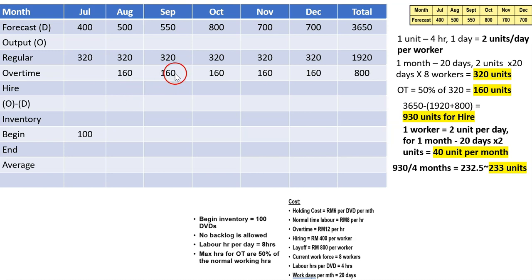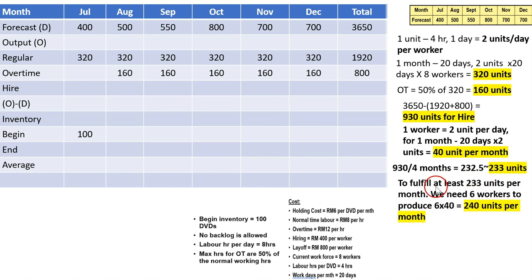So we can start hiring in September, October, November, December. So we decide to do it for 4 months. So in 4 months, when we divide the required units for hiring, we get 232.5. So we round up to 233. Now we know that one worker can make 40. So how many workers do we need for 4 months? For at least 233 units per month, we need 6 workers.